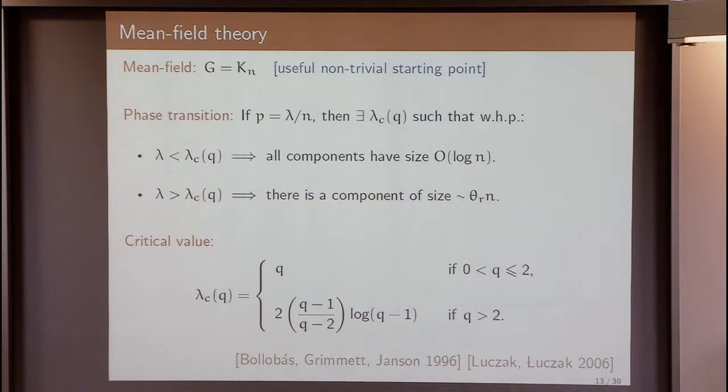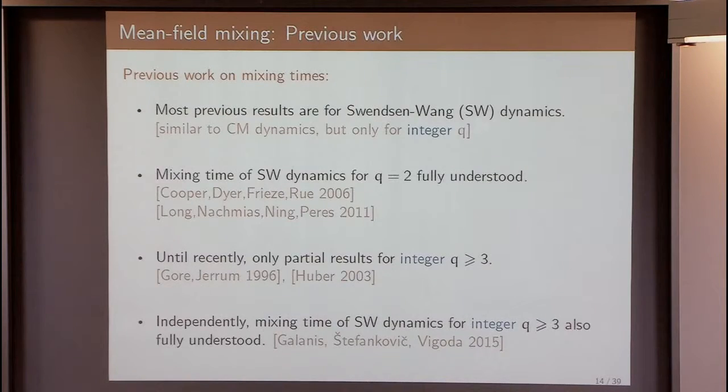And we know that if lambda is smaller than lambda critical, then the largest component has size log n. And as soon as lambda is larger than lambda critical, the largest component is going to be of linear size, and it's going to be zeta_r n, and zeta_r, we know what it is, it's a function of lambda and q. Okay. So this is work by Bollobás, Grimmett, Janson, and Luczak from a few years back.